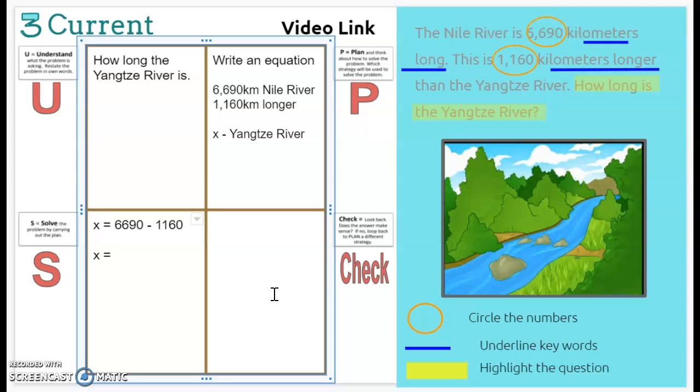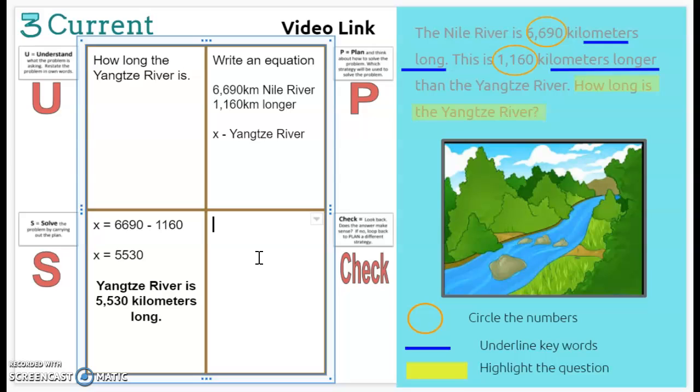6,690 minus 1,160 equals 5,530. So the Yangtze River is 5,530 kilometers long. This is going to be the answer that I'm looking for. And again, anytime you answer a word problem, it needs to be stated in a complete sentence. Right there. So now I'm going to check it.